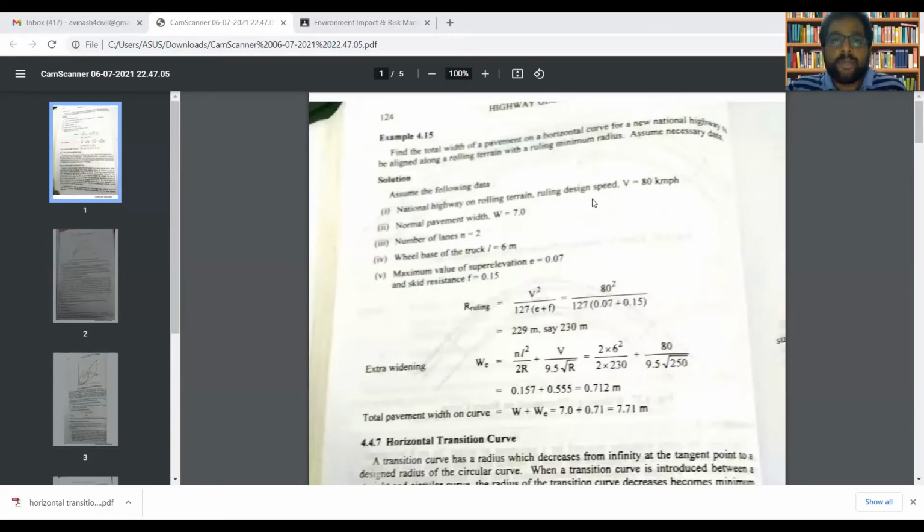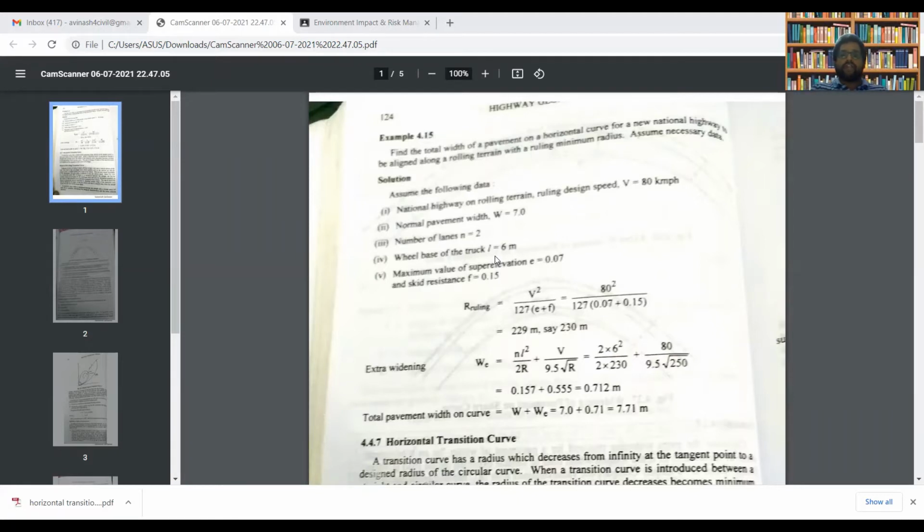Design speed is 80 km/h. Pavement width is equal to 7 meter. Number of lanes N is equal to 2. And the wheelbase of the truck L is equal to 6 meter. Maximum value of super elevation e is equal to 0.07 and skid resistance f is equal to 0.15. These are the assumed data. You are assuming these data.